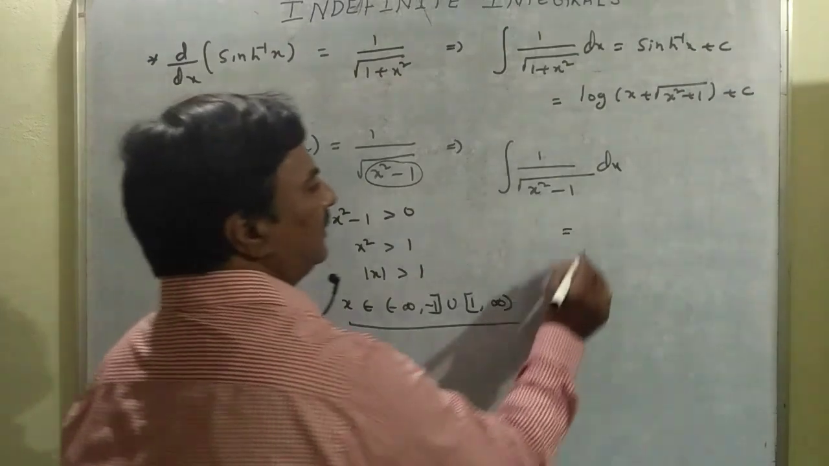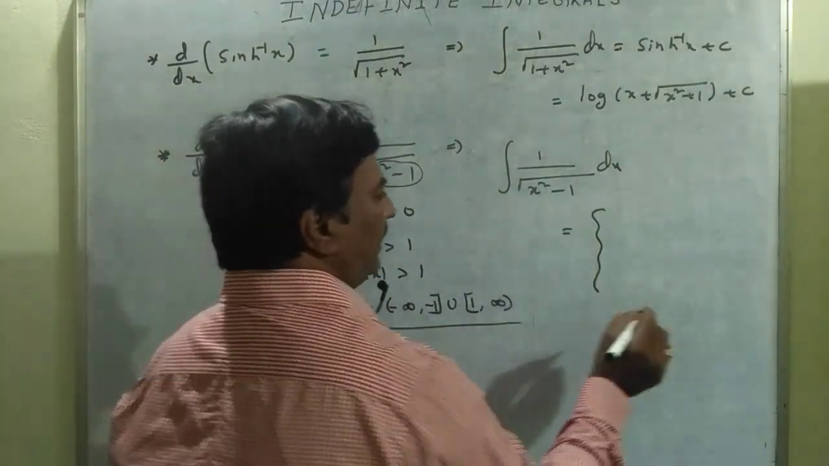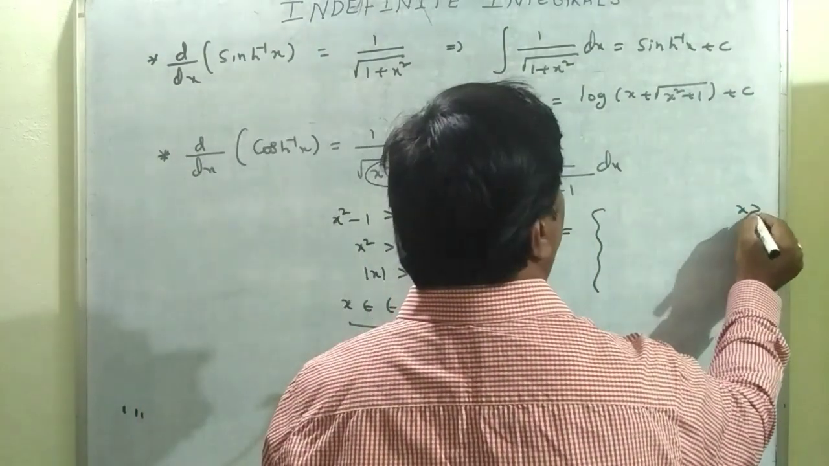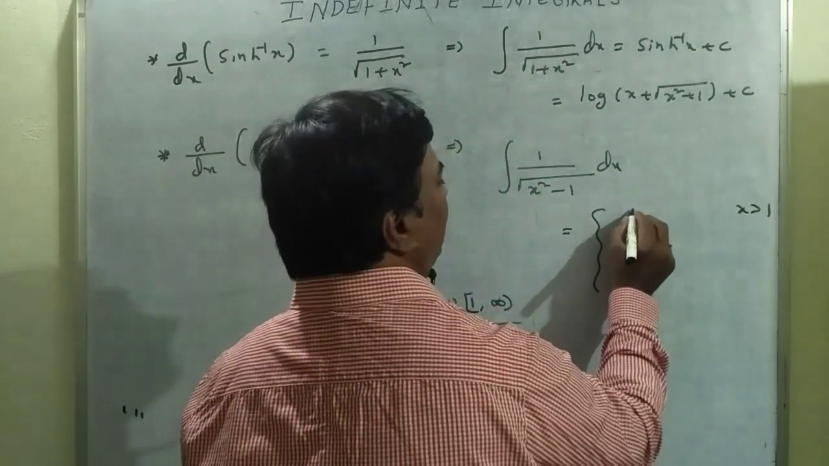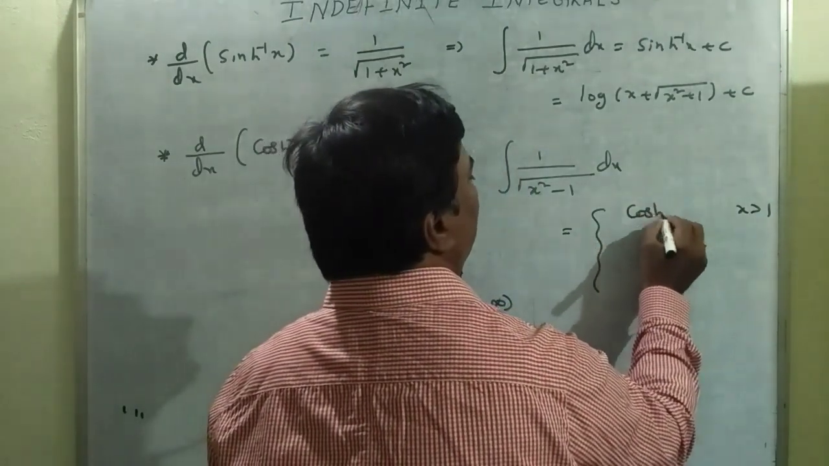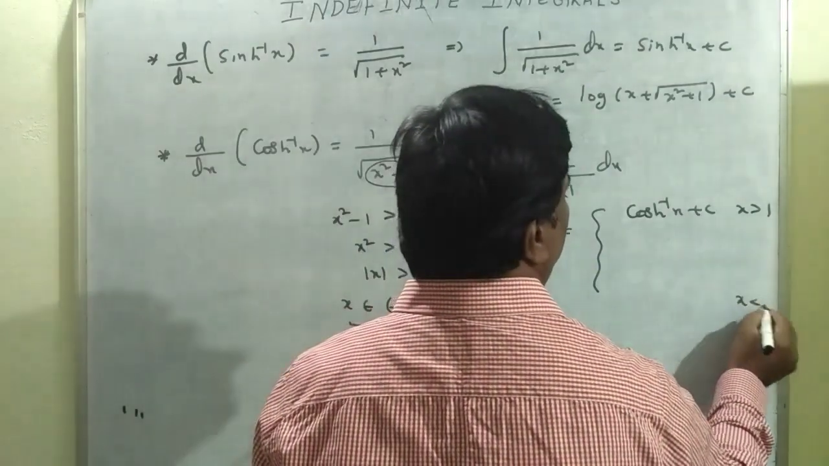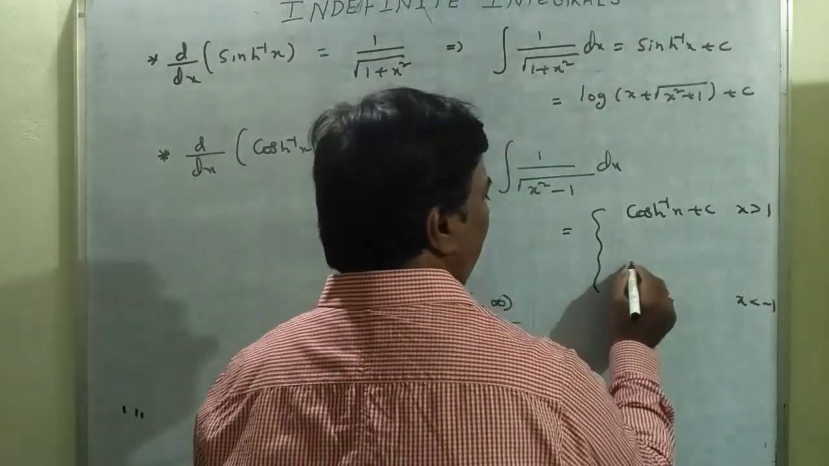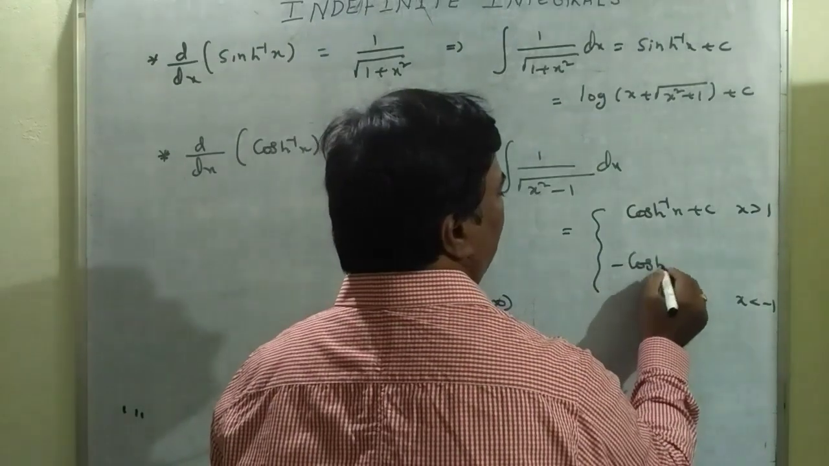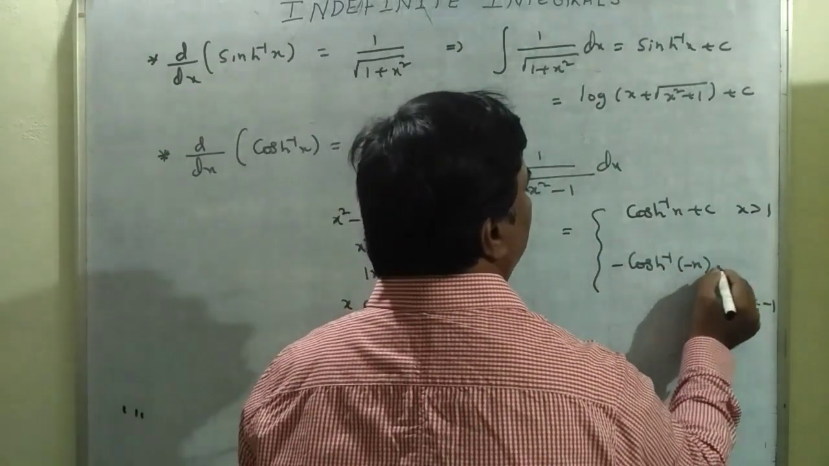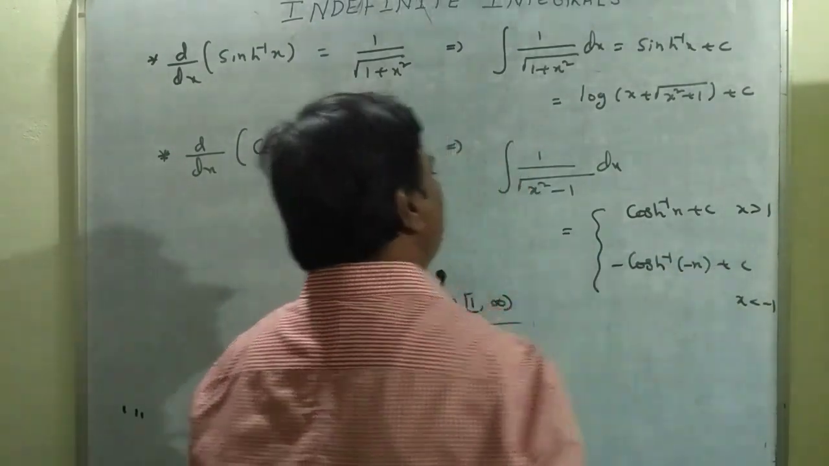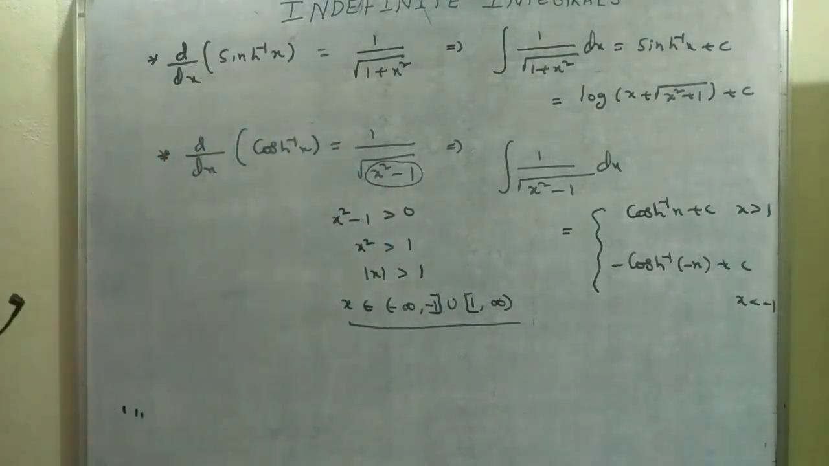Here there are two cases. For x greater than 1, we write cosh inverse of x plus c, and for x less than minus 1, we write minus cosh inverse of minus x plus c. There are two cases we need to remember.